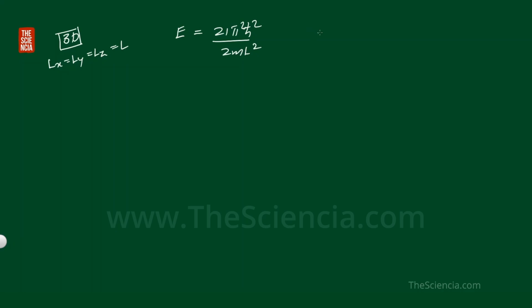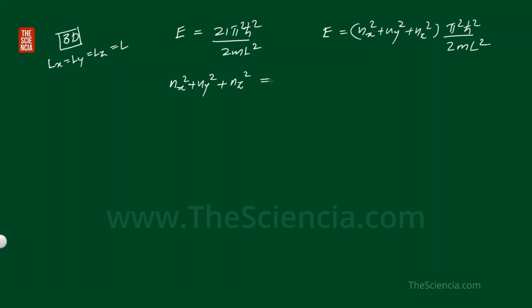So we know for a 3D box the energy expression is nx square plus ny square plus nz square into pi square h square by 2 m L square. That means nx square plus ny square plus nz square is equal to 21. And nx can have values 1, 2, 3, etc. ny can have values 1, 2, 3, etc. nz also can have values 1, 2, 3, etc.